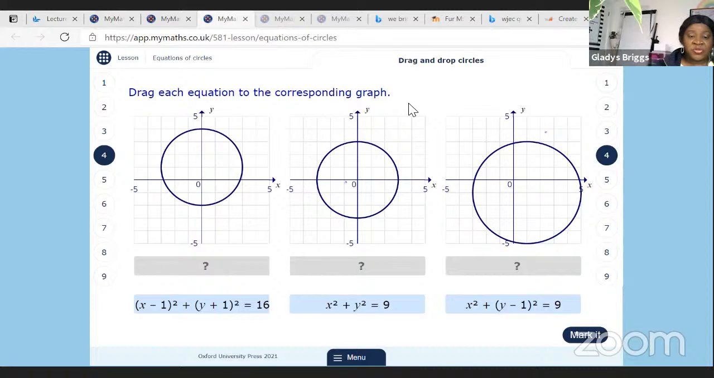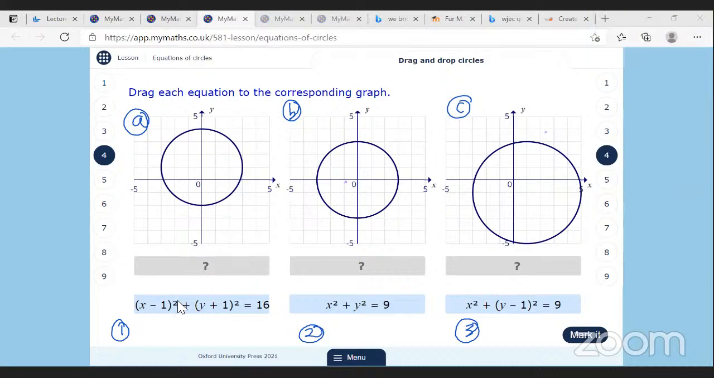Okay, I'm just going to quickly ask you guys. Let me call these graphs A, B, C, and I'll call the equations 1, 2, 3. Which graph does equation 1 belong to? B. Graph C, should we try that? Okay, let's try that.